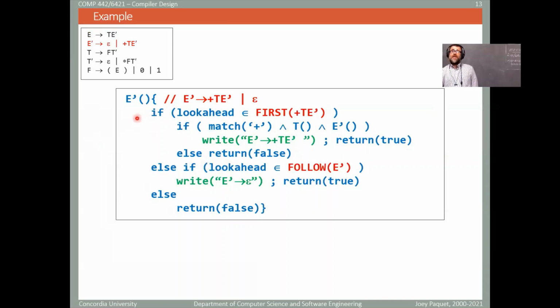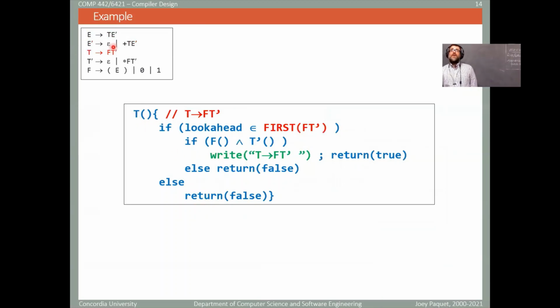If this branch is not followed, or if the next token is not plus, then I check if the next token is in follow of E prime. If it is, then that would be indicative that I'm using the rule E prime gives epsilon. And then I automatically return true. If none of these branches is possible, then I found a syntax error.